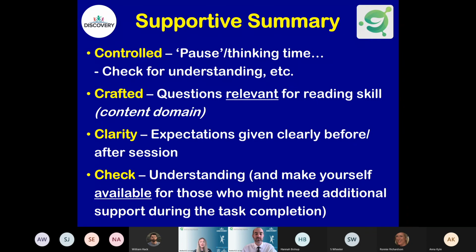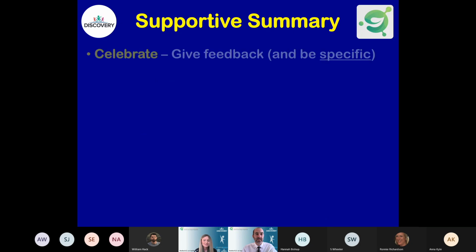whether that's through something like a help desk or whether it's through, like I said, the AFL with the emojis, just checking to make sure that those children have a firm understanding, ready to complete their learning independently. And finally, make sure you're celebrating the learning.